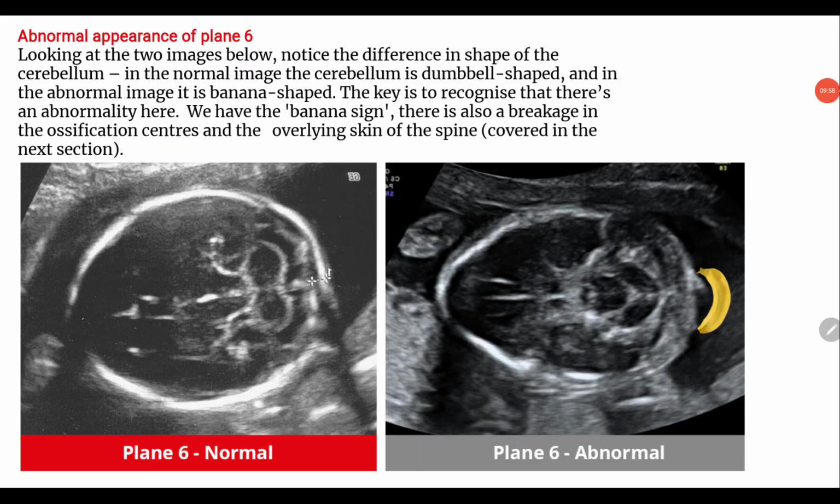And second, the plane 6 abnormality. You can see that this is a normal plane. This is the cerebellum. I already told you this is the thalami. This is the hippocampal gyrus. This is the falx cerebri, the cavum. This is the cerebellum with the vermis and the cisterna magna. This is the nuchal fold thickness.